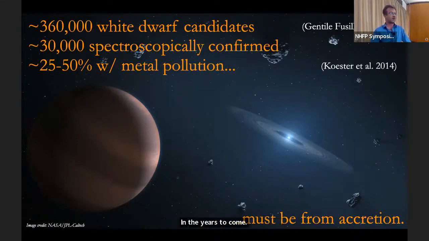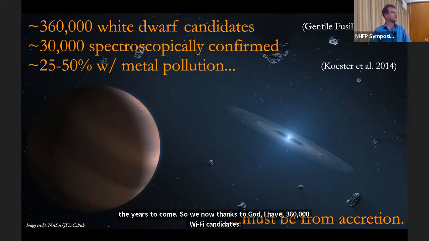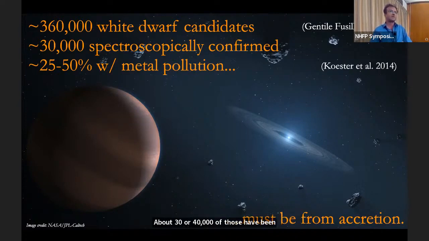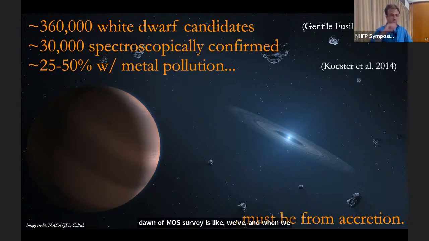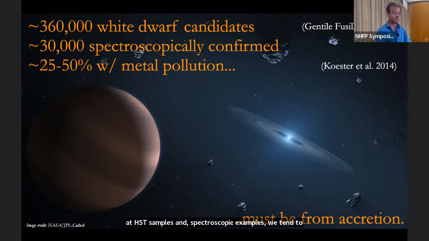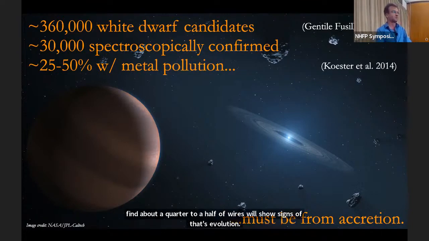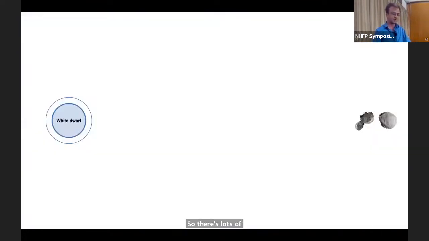So we now, thanks to Gaia, have 360,000 white dwarf candidates. About 30 or 40,000 of those have been spectroscopically confirmed. And that number is rapidly rising with the dawn of MOS surveys like DESI, WEAVE, 4MOST, and SDSS-V. When we look at HST samples and spectroscopic samples, we tend to find about a quarter to a half of white dwarfs show signs of metal pollution. So there's lots of white dwarfs out there, which we can do a lot of exciting science with.